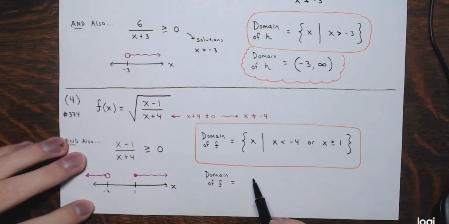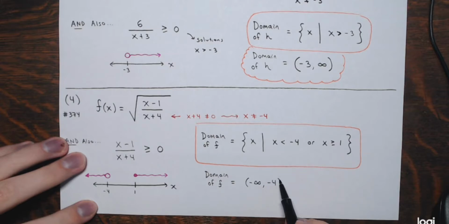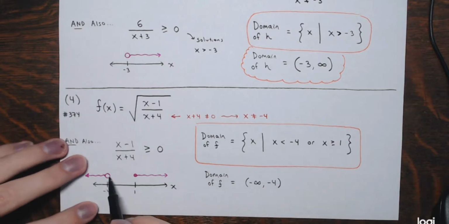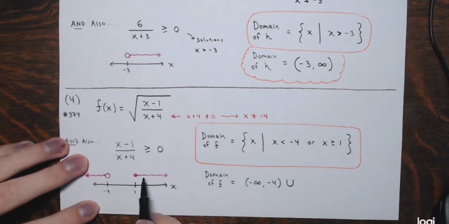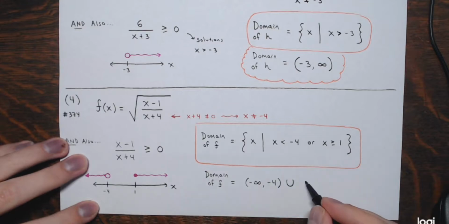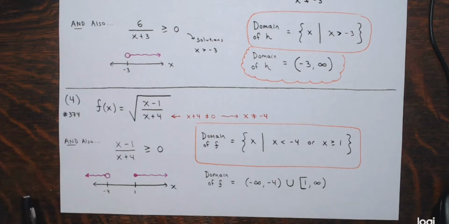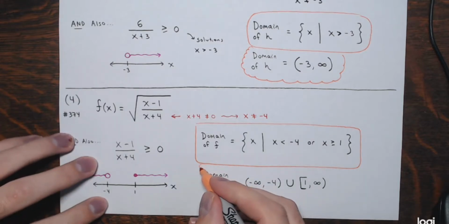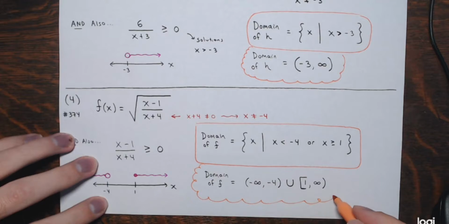First interval is from negative infinity up to -4, but parentheses on the -4. And then union for the gap, right? The union symbol represents the word or in set notation. And then the second interval, the second piece of the domain, is from 1 to infinity, but a bracket on the 1, right? 1 is in the domain. I am allowed to plug in 1 for x here. And there you go. There's the domain of this function written in interval notation.